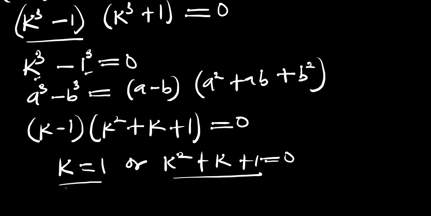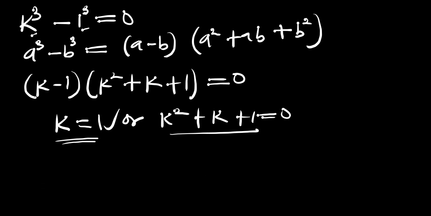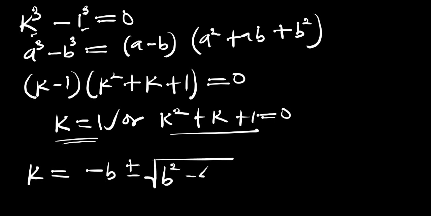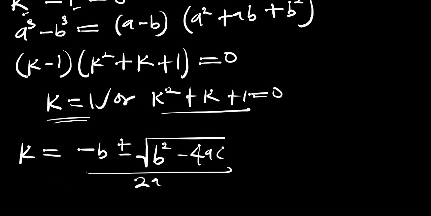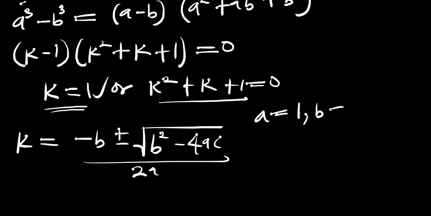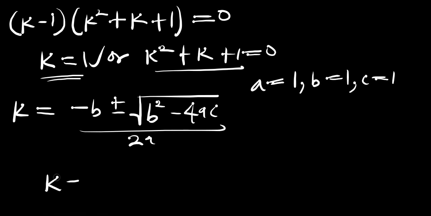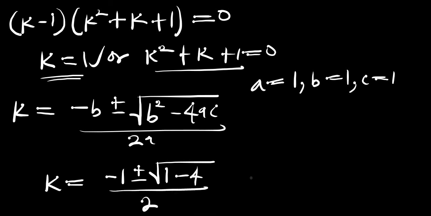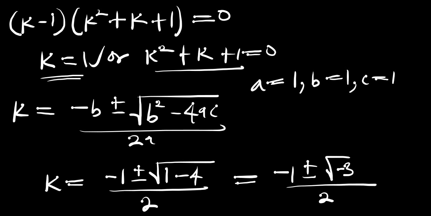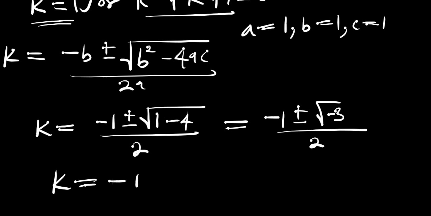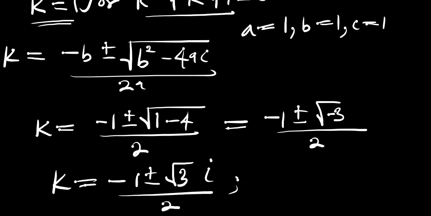Now, this is a quadratic equation. k equals 1 is a real solution that we have gotten. Now, let's solve this quadratic equation in order to find the other values of k. We have k equals negative b plus or minus the square root of b^2 minus 4ac, divided by 2a. Here, a equals 1, b equals 1, and c equals 1. So let's insert everything. We have k equals negative 1 plus or minus the square root of 1 minus 4, divided by 2 times 1. This equals negative 1 plus or minus the square root of negative 3, divided by 2. This simply means k equals negative 1 plus or minus root 3 times i, because of this negative, divided by 2. Now, this is a complex solution for k.